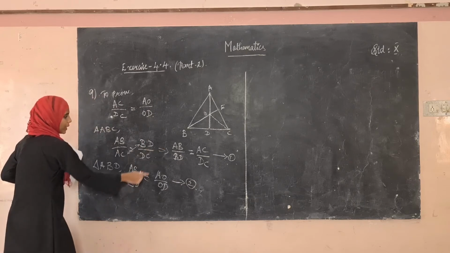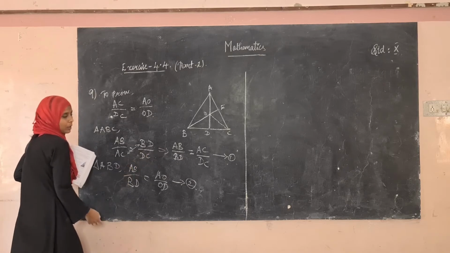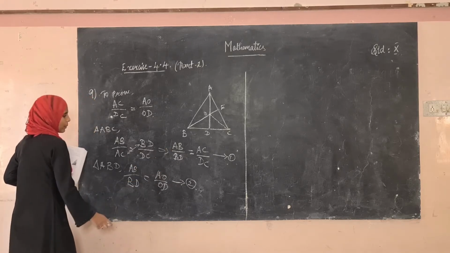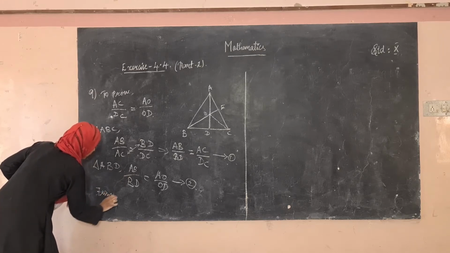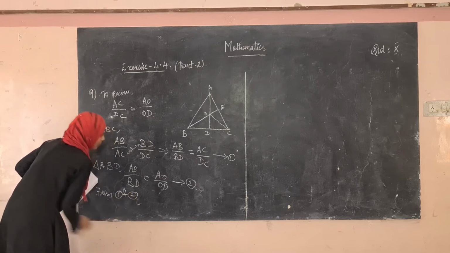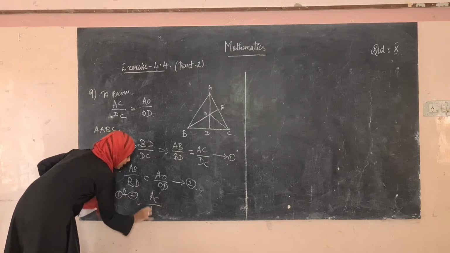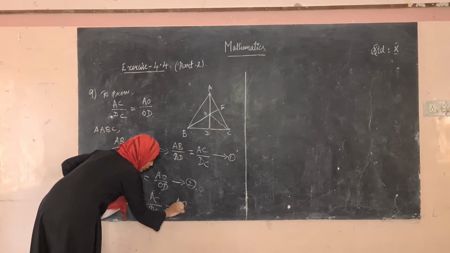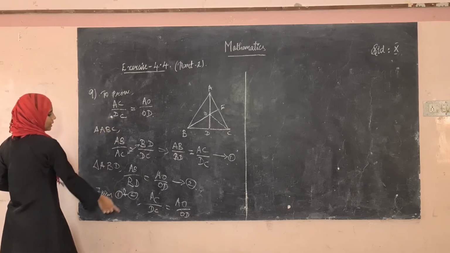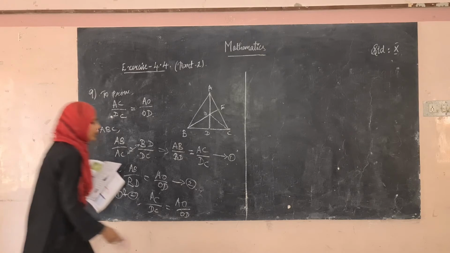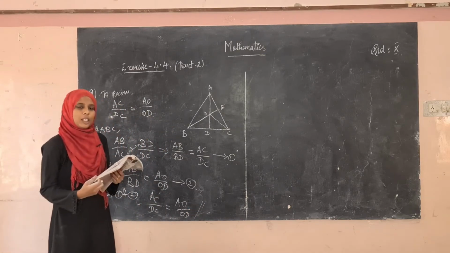From 1 and 2, we can see that the left hand sides of these two equations are the same, right? Therefore we can equate the right hand sides, that is, AC divided by DC is equal to AO divided by OD. This is what we had to prove. So we have proved that the angle bisectors of a triangle are concurrent.